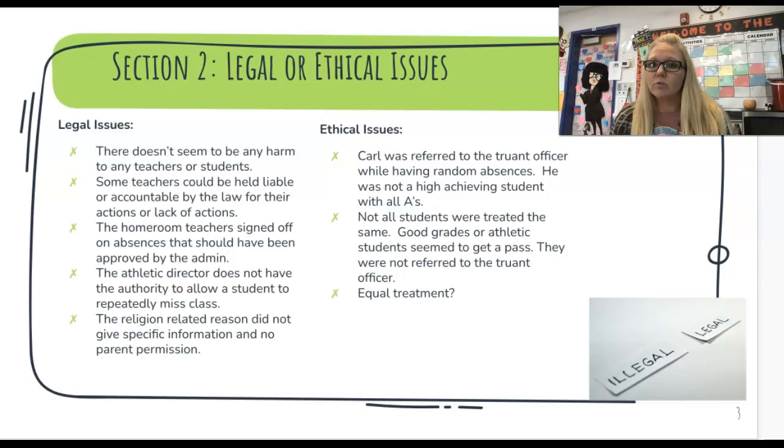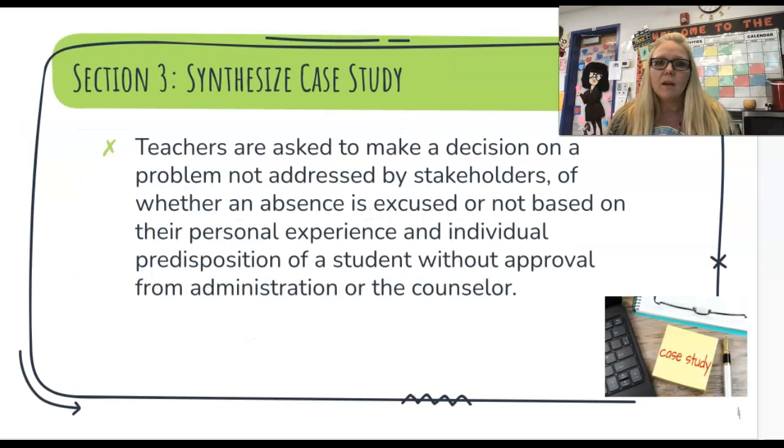Some ethical issues. Carl was referred to the truant officer while having random absences. He's not a high achieving student with all A's, so it seems like maybe he was red flagged a little bit more than some of the others, even though he did have lots of days gone. Not all students were treated the same in my eyes. The good grades or athletic students seemed to get a pass. They were not referred to the truant officer while he was. So my question would be, are we giving equal treatment?